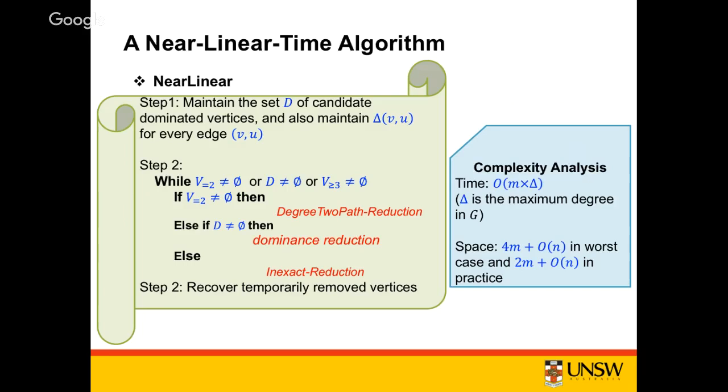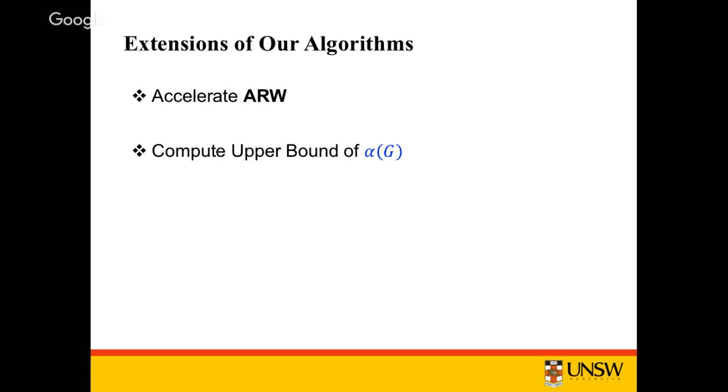However, in practice, actually this can also be done in 2m plus big O(n). This is because we can first apply the degree 1 reduction and one pass of dominance reduction, which usually will reduce the graph size by at least half. So then we can rearrange the graph and use the other half to store the number of triangles. This way we will not increase the memory space. So we also extend our algorithm for iteratively enlarging the results, and also computing an upper bound for the maximum independent set.